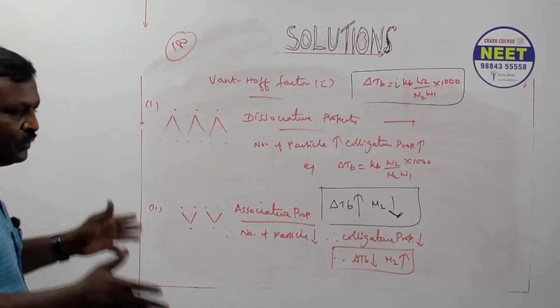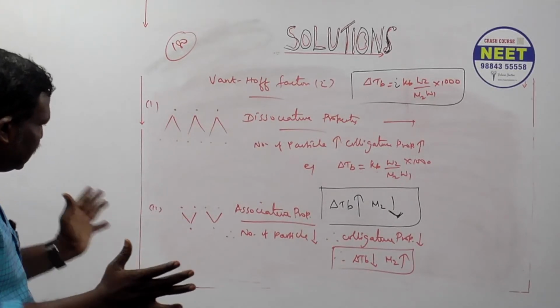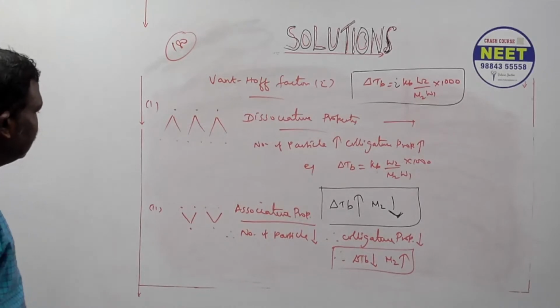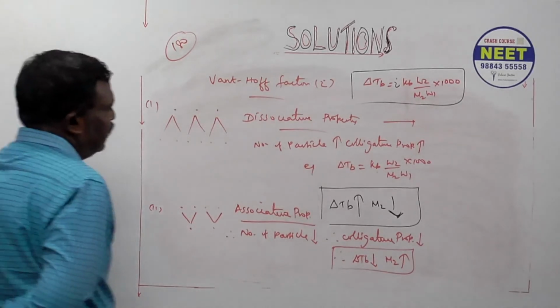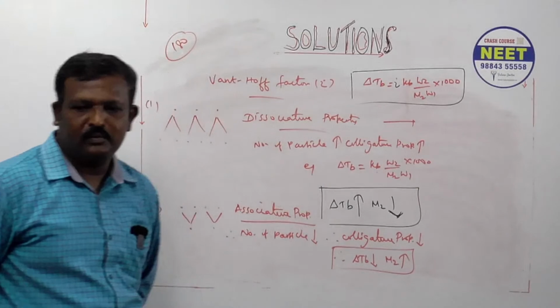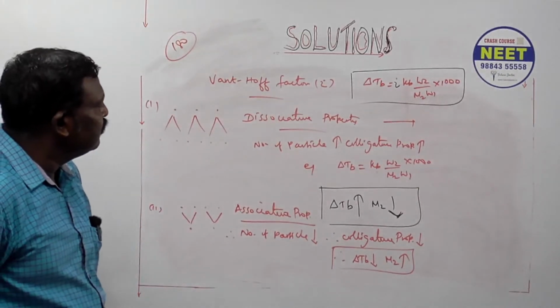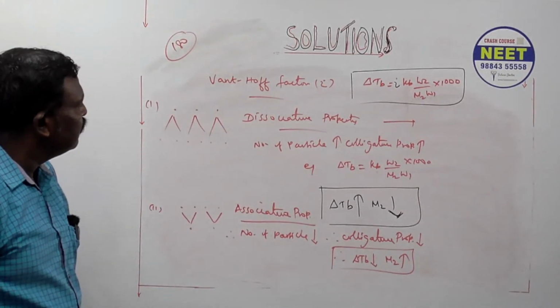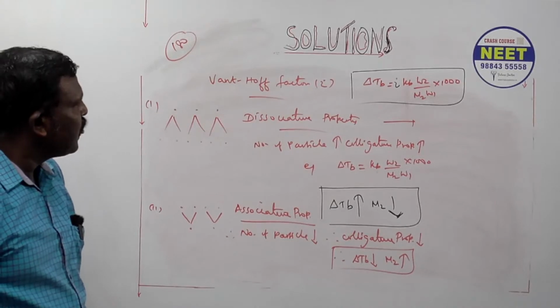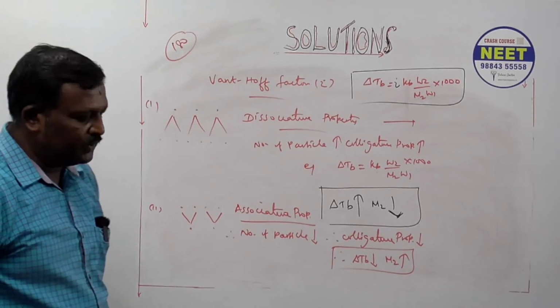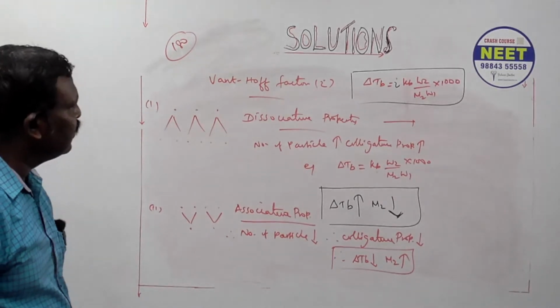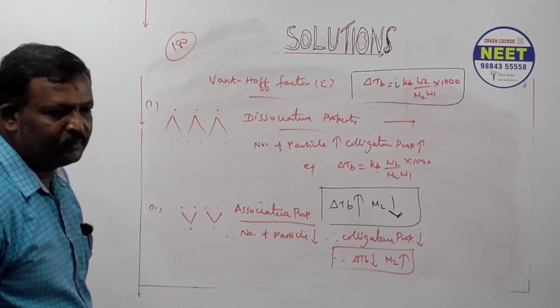Dissociation is splitting. Association, it should not combine. Okay. We also got formulas, 3 formulas are there. You just go through. So I'll give one formula to you now.